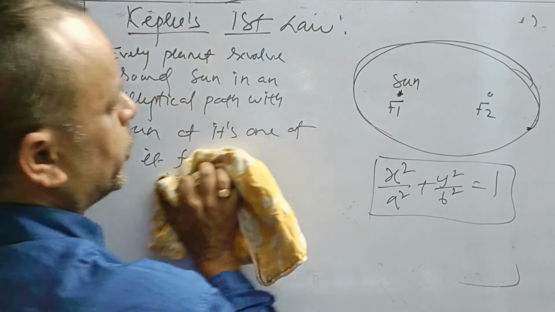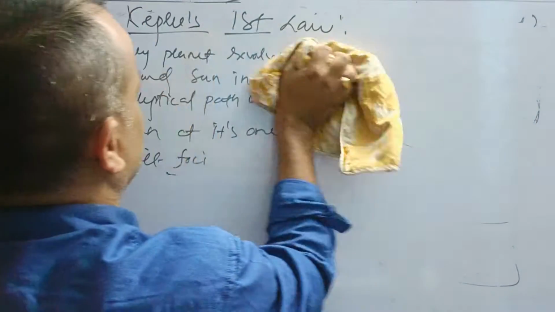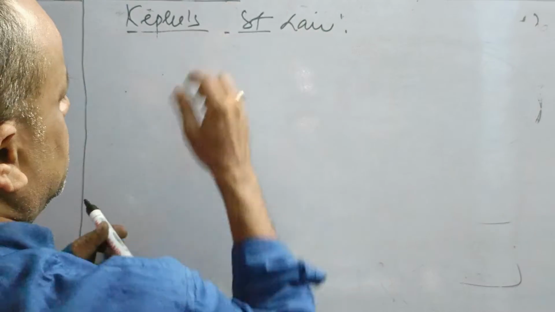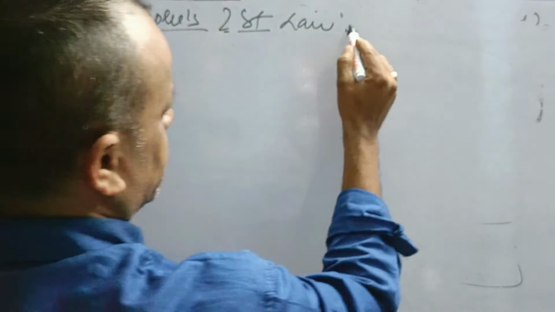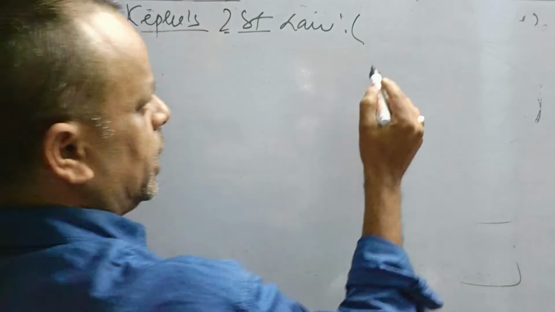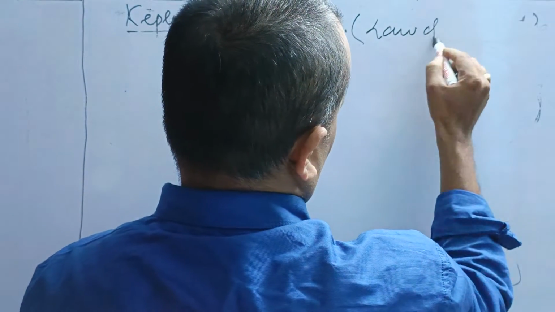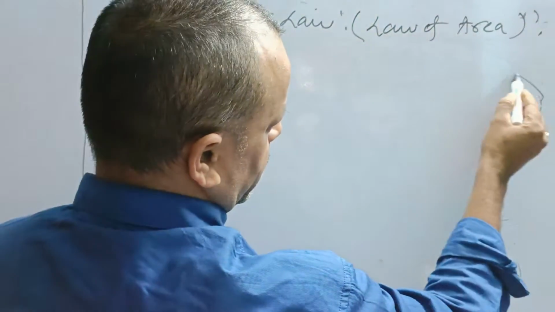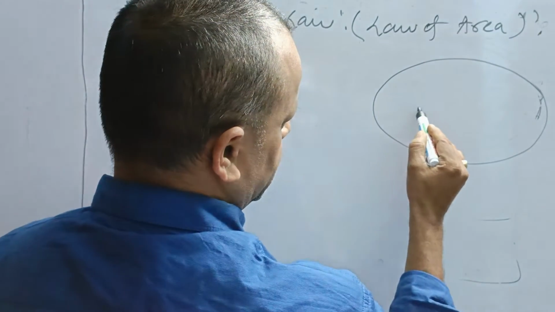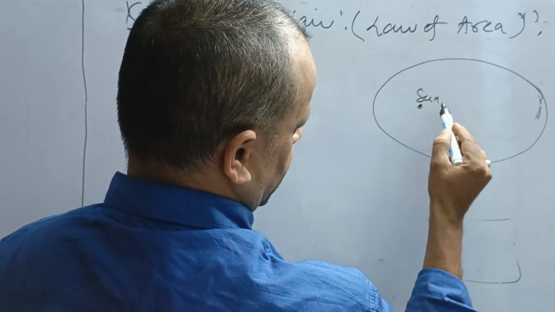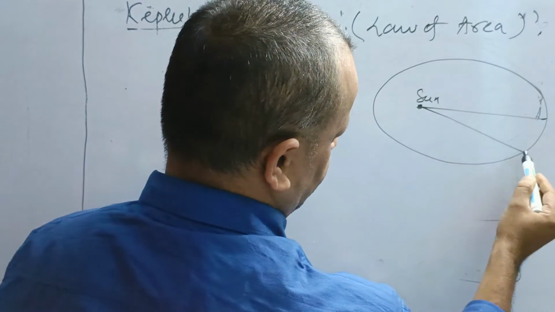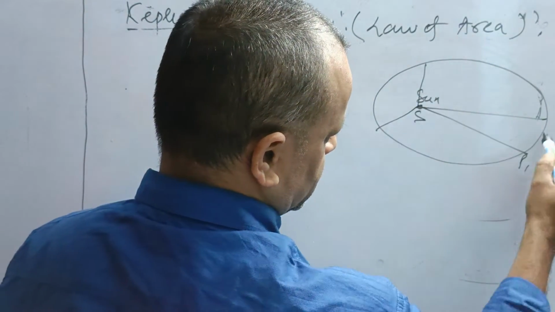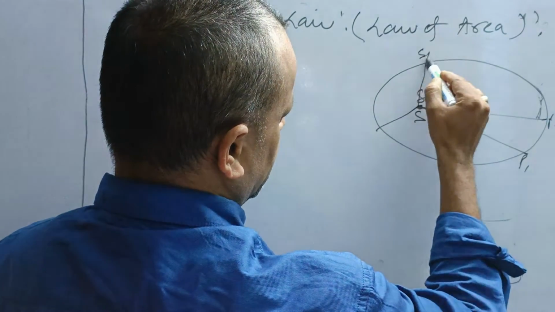Now we'll move on to our second law. What is that? Kepler's second law, the law of area. Over here it states that, let us suppose this is the sun and the planet moves around in an elliptical path. So this law states that this is P1, P2, this is S1, S2.